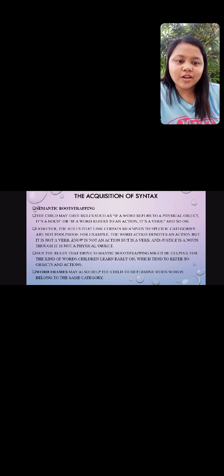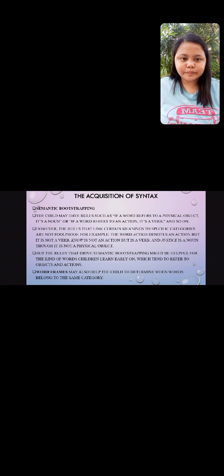But the rules that drive semantic bootstrapping might be helpful for the kind of words children learn early on, which tend to refer to objects and actions. Word frames may also help the child to determine when words belong to some category. So the most frequent frames typically consist of function words, determiners such as the and a, and pronouns like it and one. This suggests that children can learn from function morphemes in the input even though they omit these elements in their own speech.